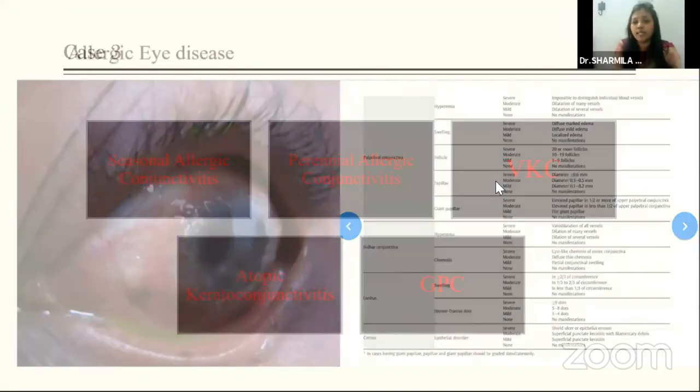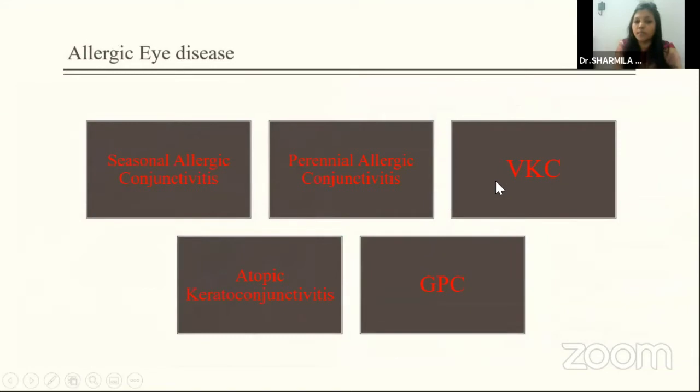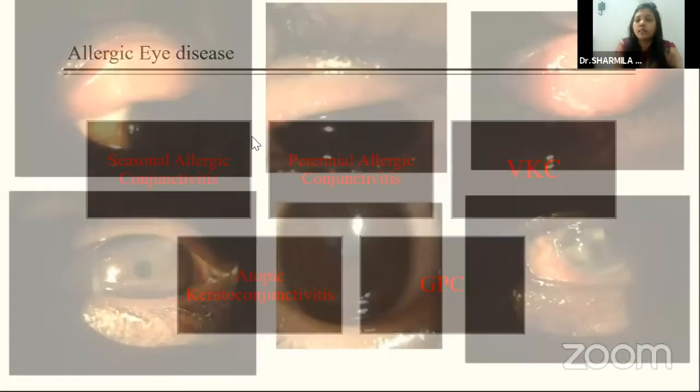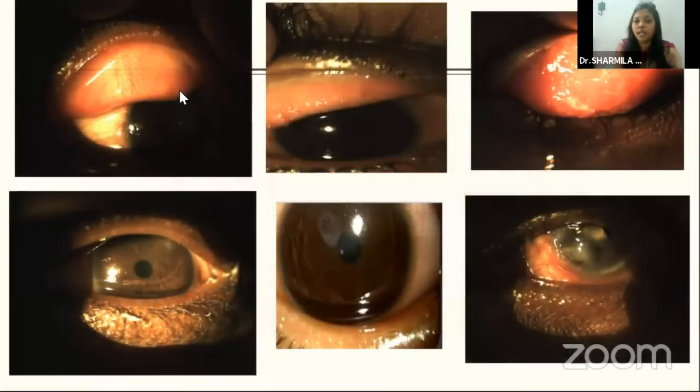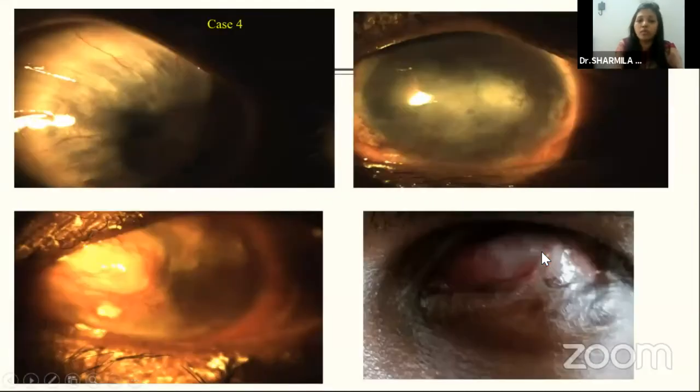Now, this is a case of VKC with severe limbal stem cell deficiency. We can have a spectrum of the disease. You can have a mild variant, a mild follicular reaction. You can have papillae, moderate papillae, giant papillae. You can have shield ulcers, and sometimes you can get infected also.